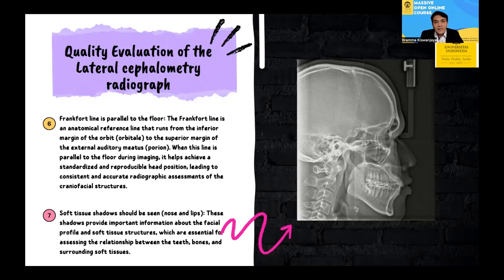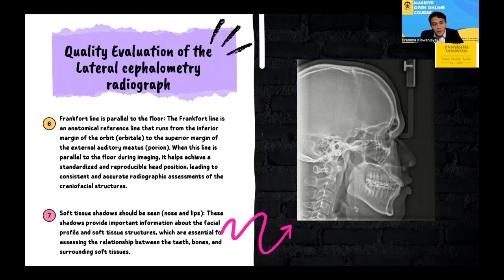Whereas the Frankfurt line is an anatomical reference line that runs from the inferior margin of the orbit to the superior margin of the external auditory meatus, or porion. When this line is parallel to the floor during imaging, it helps achieve a standardized and reproducible head position, leading to consistent and accurate radiographic assessments of the craniofacial structures.